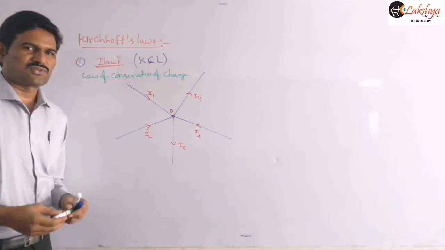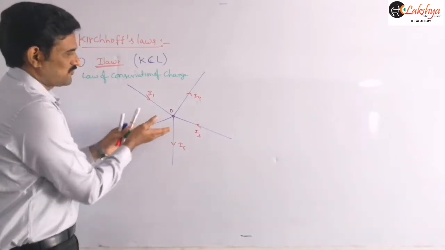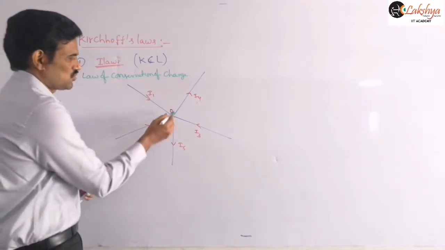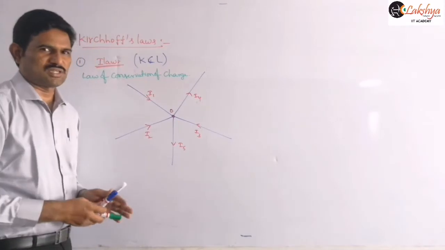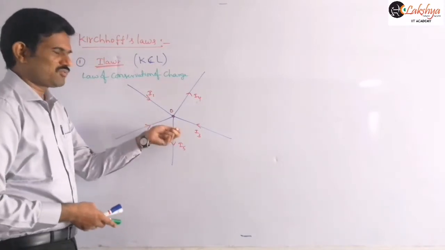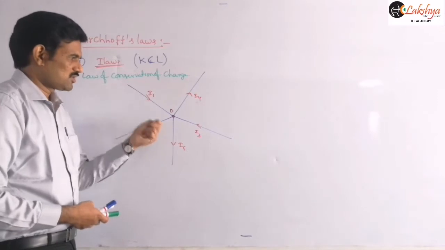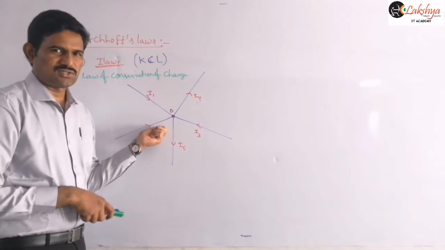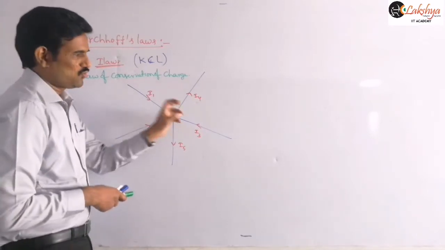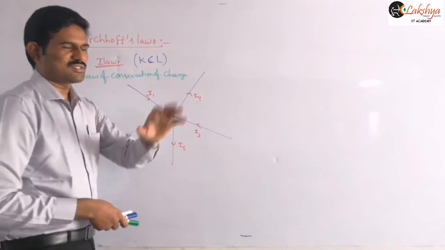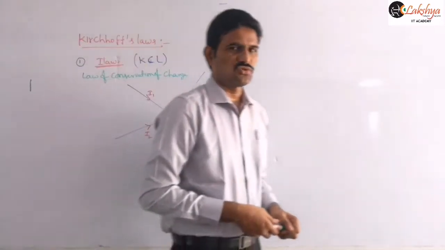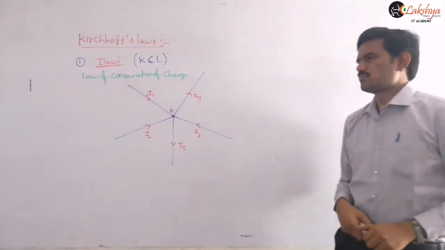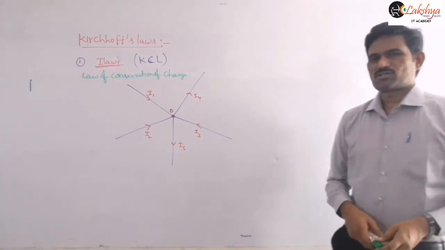It is based on the law of conservation of charge, which means whatever charge is flowing into this junction, the same amount of charge is flowing out of the junction. So no accumulation of charge is taking place at any junction. If 10 coulombs of charge is flowing here, and 3 coulombs of charge is accumulating and only 7 coulombs is flowing out, then charge is not conserved. But it is not happening like this. If 10 coulombs of charge is flowing into the junction, then the same 10 coulombs will flow out of the junction. So there is no accumulation of charge at any junction, and we can conclude that it is based on the law of conservation of charge.